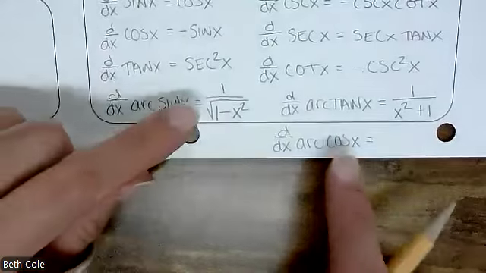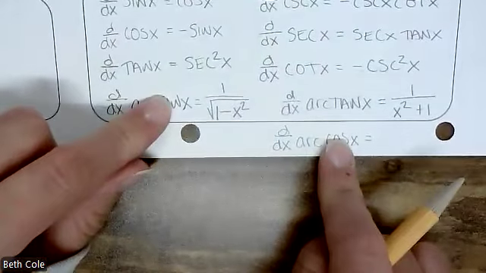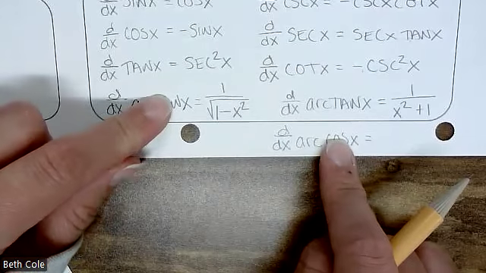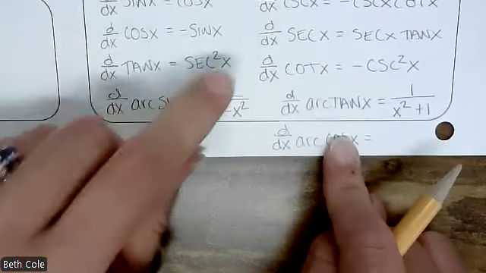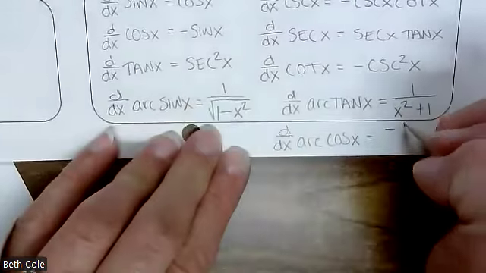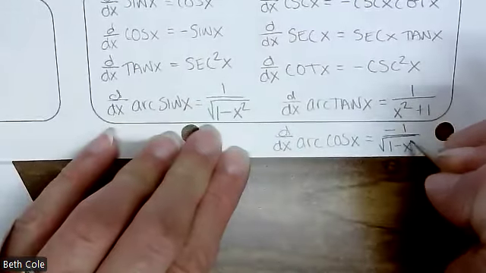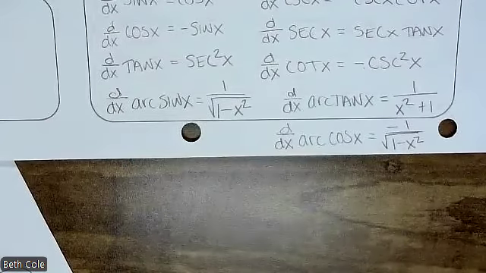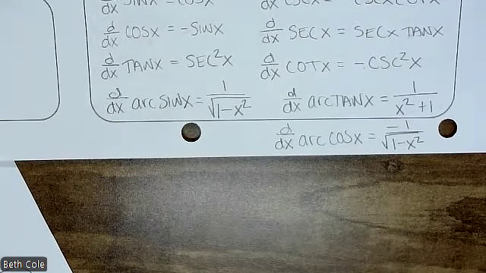Here's the only saving grace. Arc sine and arc cosine are the exact same thing, except what do you think the cosine one is going to have? A negative. So it's this exact same thing, but negative. So if you bother to remember arc sine, arc cosine is the same thing with a negative in it.